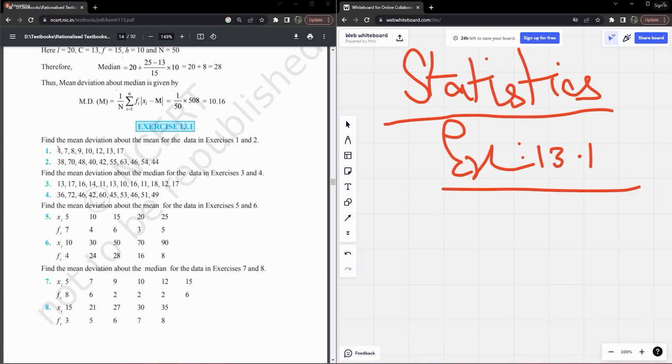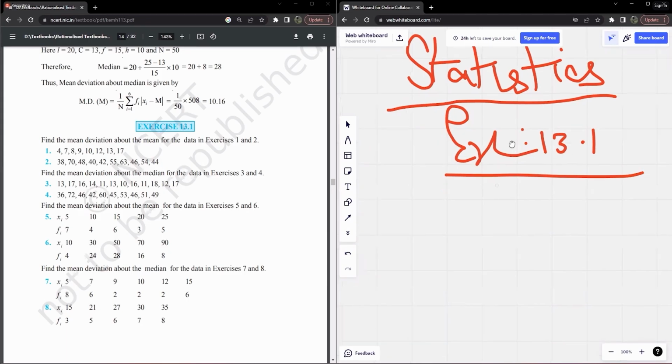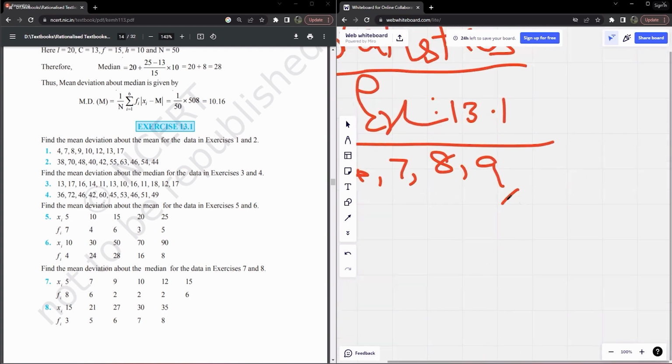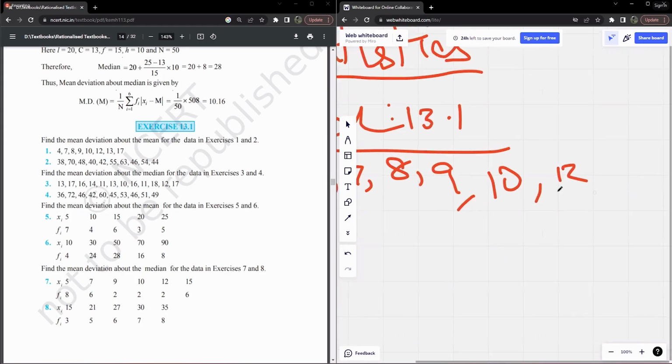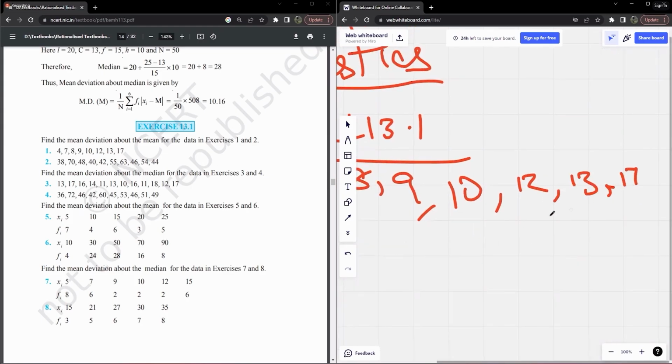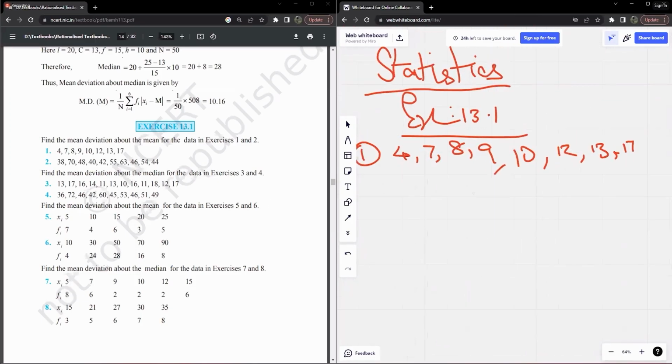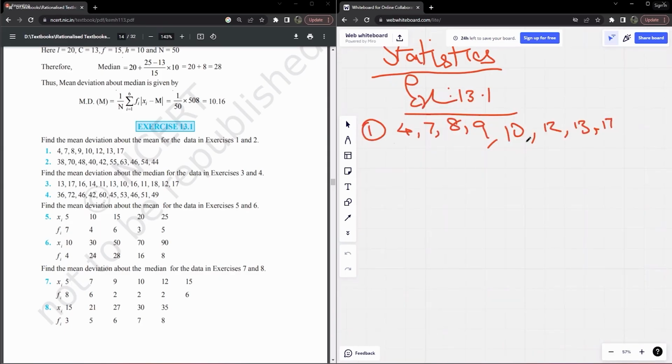We have the first question being about the mean deviations about the mean for the data sets given. So question number 1. Your data set is basically 4, 7, 8, 9, 10, 12, 13, and 17. First things first, know that for the mean deviation about the mean, you have to find the mean of the data. So first of all, you need to find the mean of this data set: 4, 7, 8, 9, 10, 12, 13, 17.